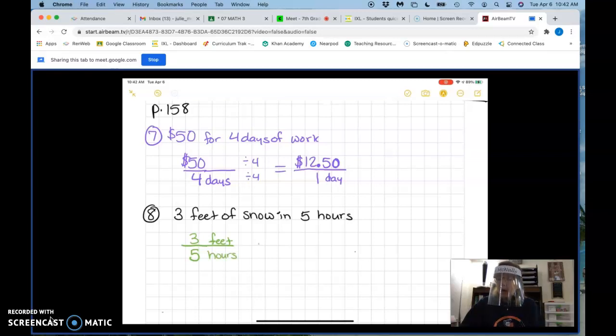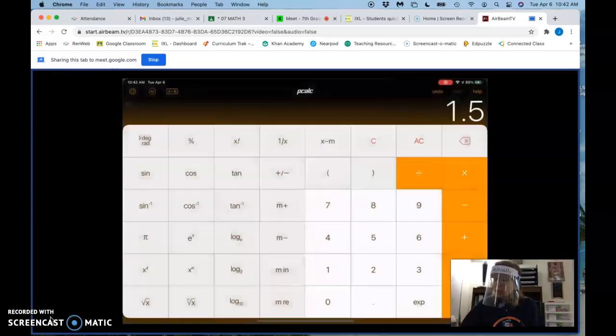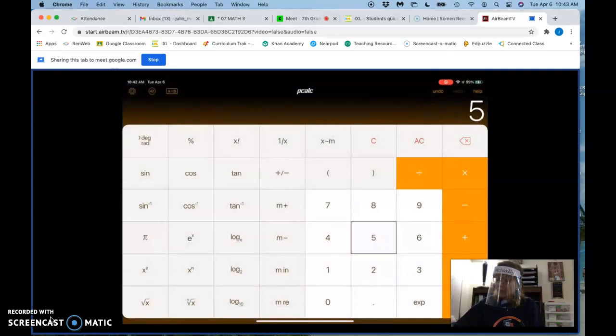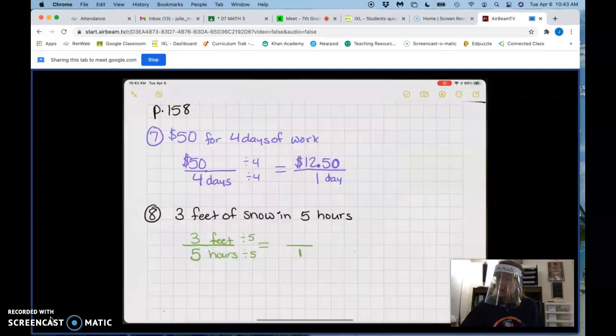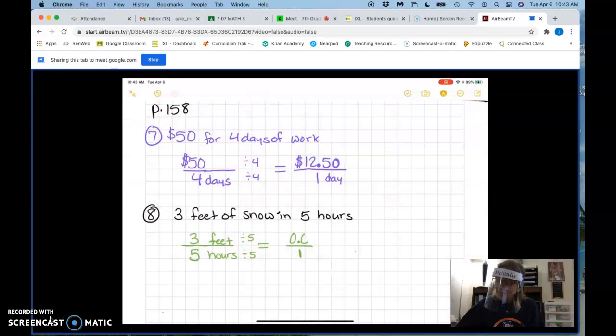Now remember, I want to get a 1 on the bottom, so I have to divide by whatever's on the bottom. So we're dividing 3 divided by 5. 0.6. We're dividing. I hate dividing. 0.6 is correct. Dividing was my best friend. Great job, Tiffany. And then we're going to go ahead and write our units. So every hour, it snowed 0.6 feet.